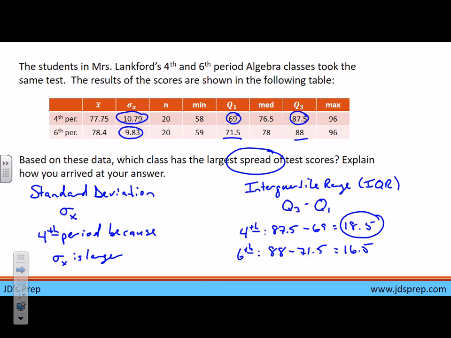Whenever you're talking about the spread of test scores, these are the two quantities that you want to be focusing on, either the standard deviation or the interquartile range. Either one may be used to decide which of the two classes has the larger spread of test scores.